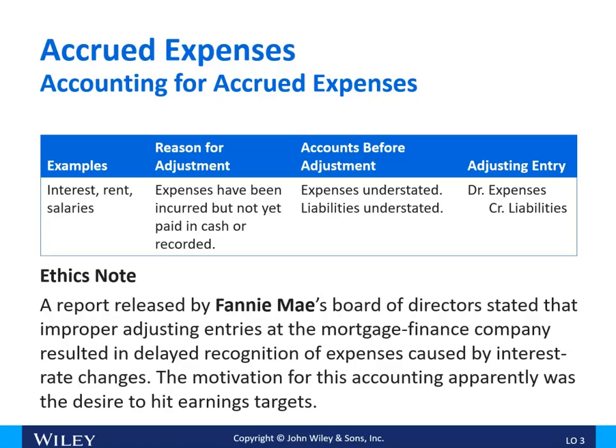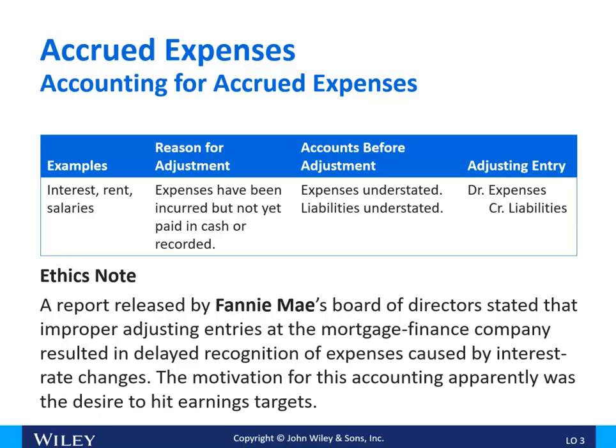So again, examples of accrued expenses: interest, rent, salaries. The reason we do it: expenses have been incurred but not yet paid in cash or recorded. Before the adjustment, expenses will be understated and liabilities will be understated. The adjusting entry is to debit expenses, credit liabilities.